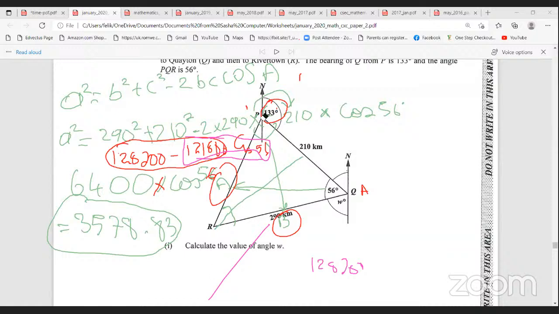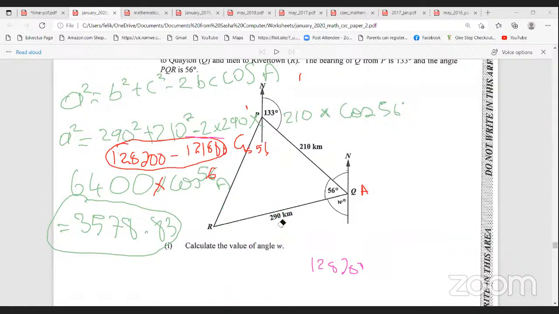All right, so I'm going to remove some of these lines because it's a bit crowded, so it's easier on the eyes. All right, good. So it is 128,200 minus 121,800 plus 56. So let's do that cost part.